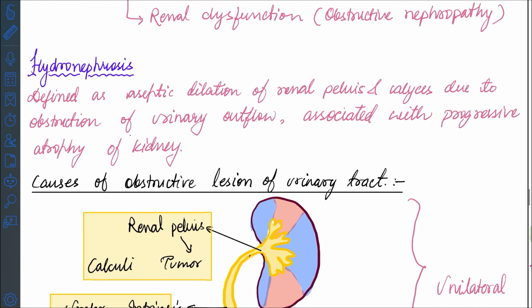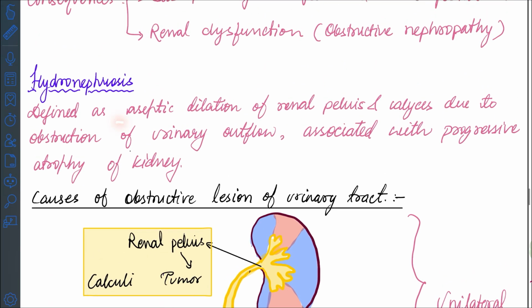Now, coming to hydronephrosis. Hydronephrosis is aseptic dilation of the renal pelvis or calyces due to obstruction of urinary outflow. It is associated with progressive atrophy of the kidney. So in the discussion of urinary tract obstruction, we come across hydronephrosis. It is a condition defined as aseptic dilation of the renal pelvis, or there can be dilation of the calyces. Ultimately, they will cause obstruction of urinary outflow and progress to atrophy of the kidney.